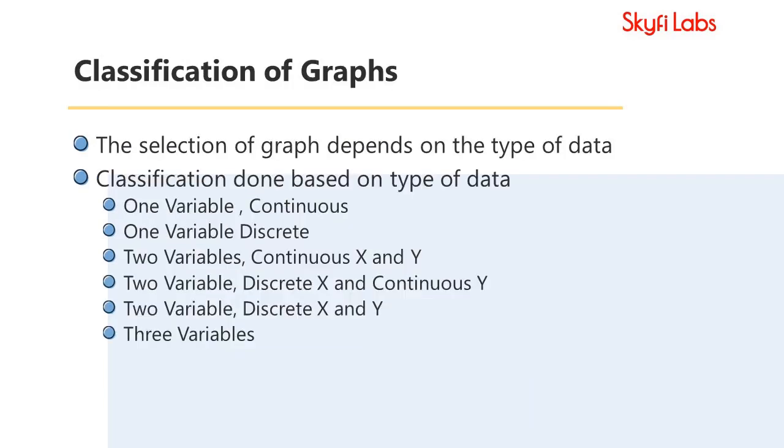But the selection of graphs depends on variables. So, this can be defined in 3 categories, 1, 2, and 3 variables. In 1 variable graphs, the variable can be continuous, or the variable can be discrete. When it comes to 2 variables, both can be continuous, or one discrete, and one continuous, or both discrete. And the last category is 3 variables. We will learn about them in detail in upcoming lessons.